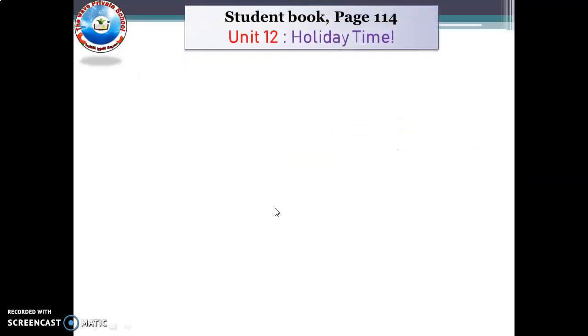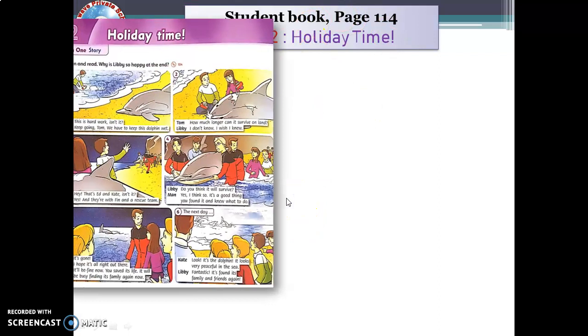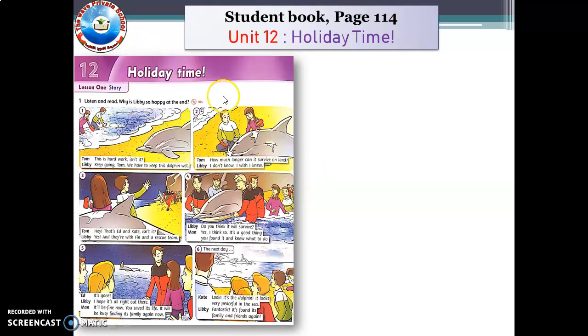Now let's proceed to page 114, which is now unit 12, which is holiday time. If you can remember, class, this one is actually a story about the kids from unit 10 and 11 who are at the seashore to witness the sand sculpture competition, but then suddenly they saw a dolphin at the shore and they tried to help. Let's try to read it. This part, listen and read.